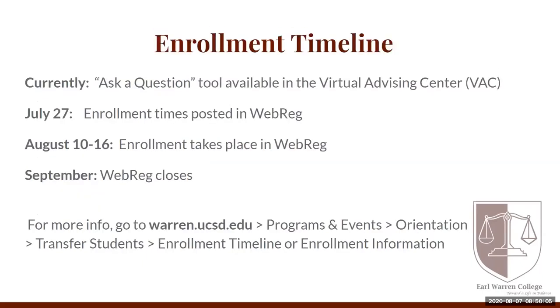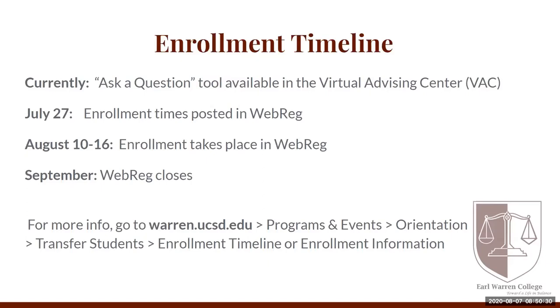But currently on WebRidge, you're able to view your assigned enrollment time. If you have not viewed your enrollment time, please do so at the end of this webinar. At this time, you can pose questions directly to the Warren Academic Counselors and academic department advisors by clicking on the Ask a Question tab on the new Triton Advising portal located in the Virtual Advising Center or the WAC.